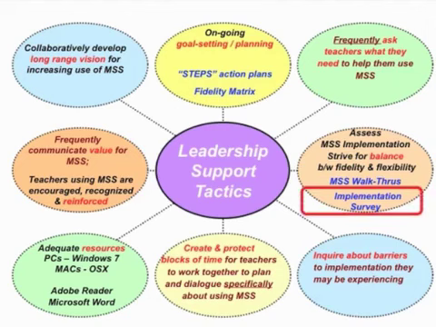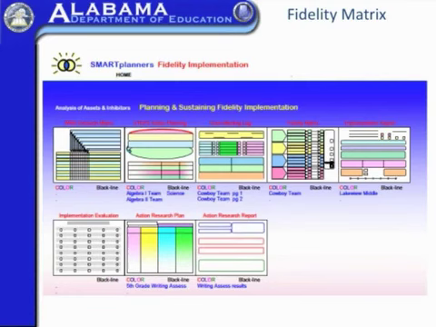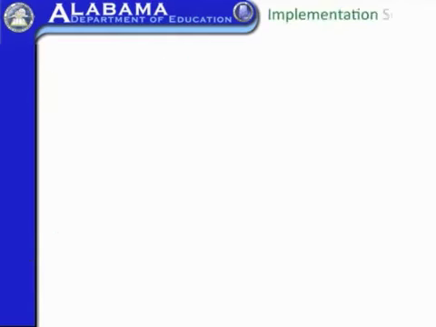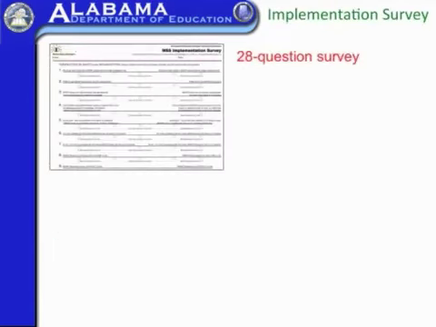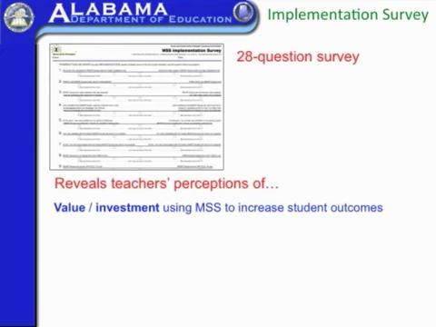Another really good tool that you should take a look at is something called the implementation survey. This is a survey instrument, and on that same page we were looking at before on the Make Sense, it's right here. Basically it's a 28-item survey designed to reveal teachers' perceptions of their value or investment in terms of how well they value these tools in terms of increasing student outcomes. Do they think these are really valuable or a waste of time, that type of thing.